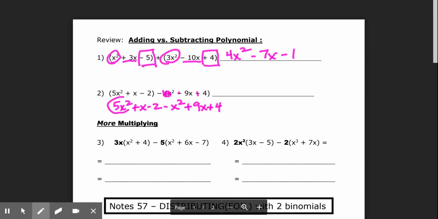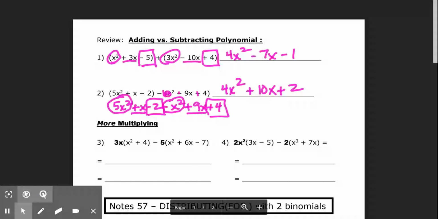So you have 5x squared minus 1x squared gives you 4x squared. Then you have 1x plus 9x is plus 10x. And then you have negative 2 plus 4, which is a positive 2.